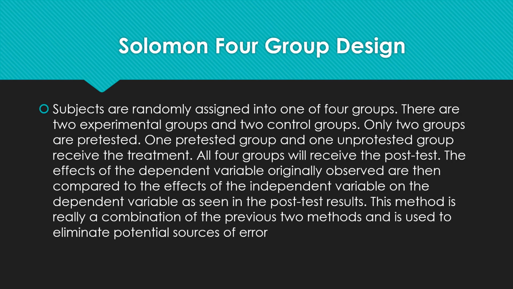Lastly, we are going to cover the Solomon four-group design. In regards to this design, subjects are randomly assigned into one of four groups. There are two experimental groups and two control groups. Only two groups are pre-tested. One pre-tested group and one unpretested group receive the treatment. All four groups will receive the post-test. The effects of the dependent variable originally observed are then compared to the effects of the independent variable on the dependent variable as seen in the post-test results. This method is really a combination of the previous two methods and is used to eliminate potential sources of error.